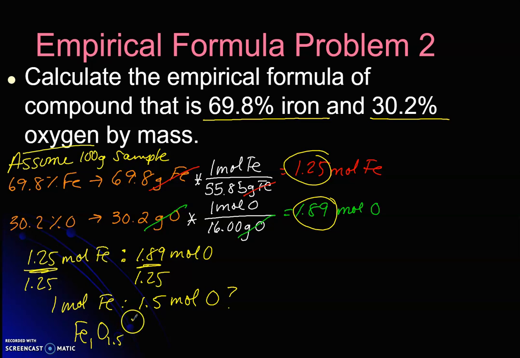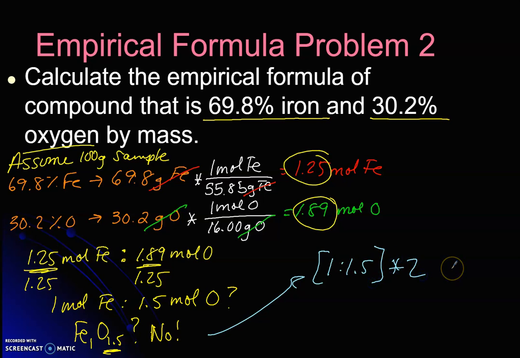Does that work out? Fe1O1.5? Can I have a non-whole number in an empirical formula? No, I cannot. So what do I do? How do I fix this? How do I maintain a 1 to 1.5 ratio but make it a whole number? Well, what is the next smallest whole number? My next smallest whole number is 2. So multiply your whole ratio by 2.